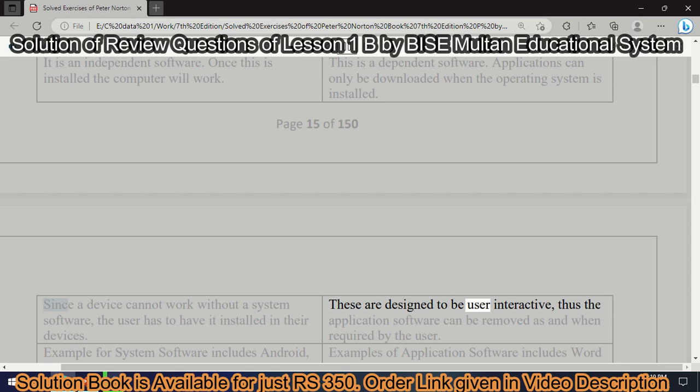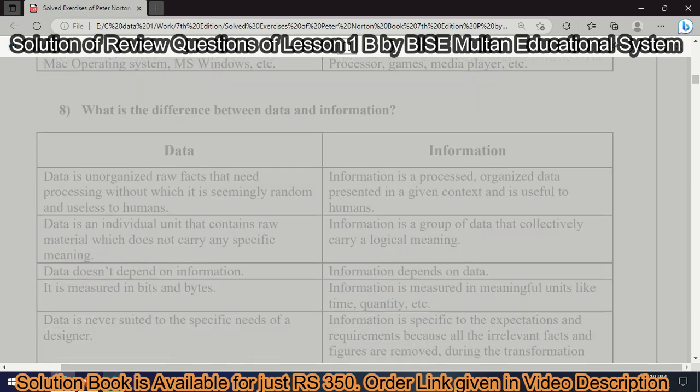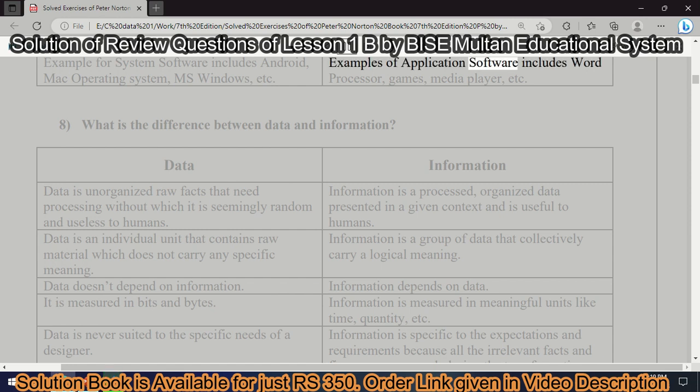Application software is designed to be user interactive, thus it can be removed as and when required by the user. Examples of system software include Android, Mac operating system, MS Windows, etc. Examples of application software include word processor, games, media player, etc.